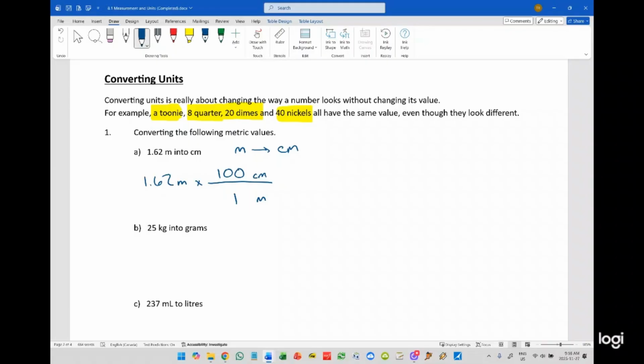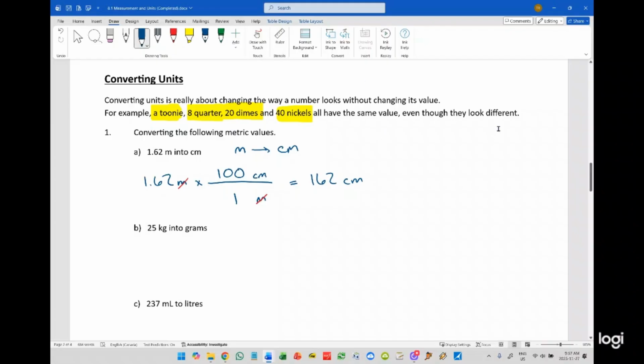Incidentally, the reason I knew which one to put on the top and which one to put on the bottom is because I want meter to cancel out top and bottom. So each fraction will have a bottom that's the same unit as the one before it. So if I was to do another one, centimeter would go on the bottom and the new unit would go on the top. And then that unit would go on the bottom and the next unit would go on the top, and so on. And once I've done that, this just becomes 1.62 times 100 centimeters divided by 1, but the divided by 1 doesn't do anything. So 1.62 times 100 is 162 centimeters.